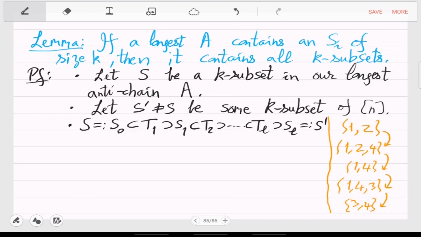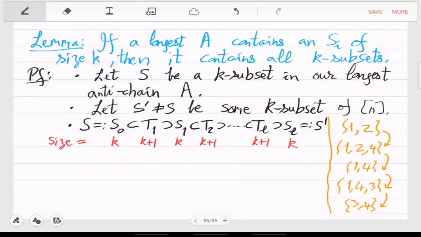Okay, so here are the sizes. Size of S0 is, we started with K, right? Then we go to K plus 1, then we go back to K. That's the process.